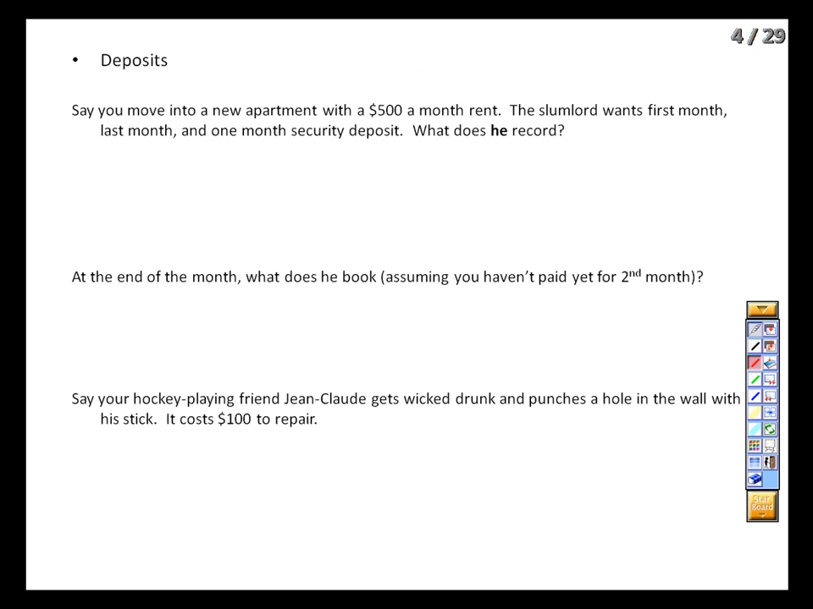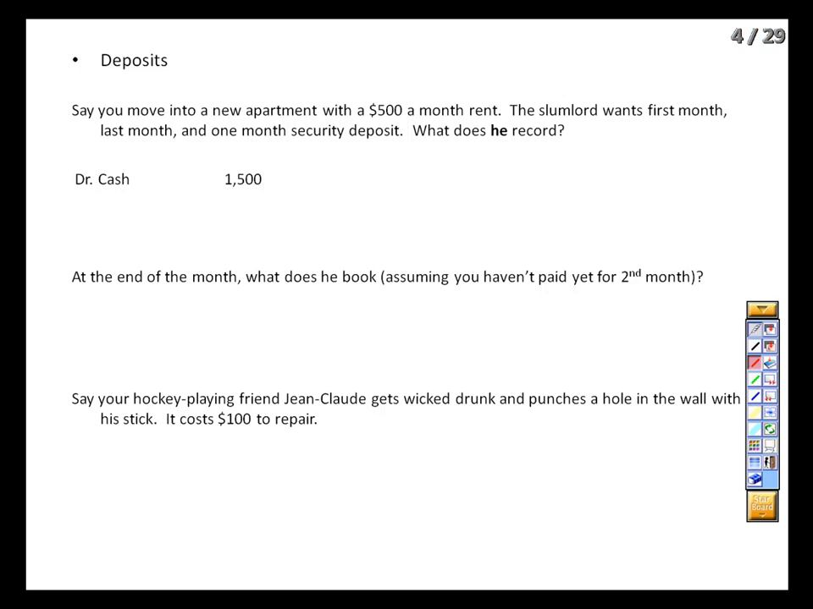Customer deposits. This is different from an unearned revenue, and we'll see why in a moment. Say you move to your new apartment, and the landlord wants first month, last month, and 1 month's security deposit. Rent is $500 a month, so we're writing a check for $1,500. What does the landlord record? Well, he just cashed that check, so he's going to debit cash for the full $1,500.